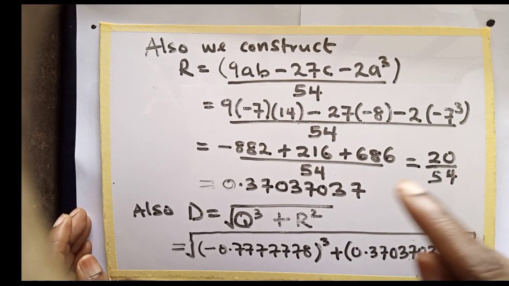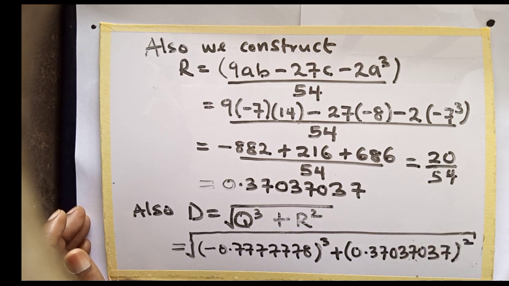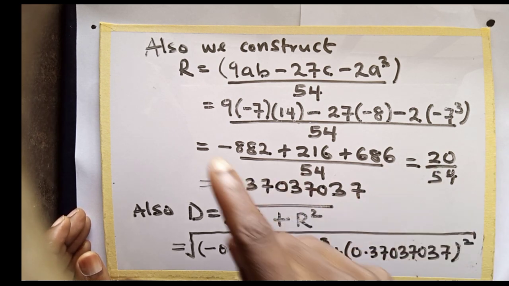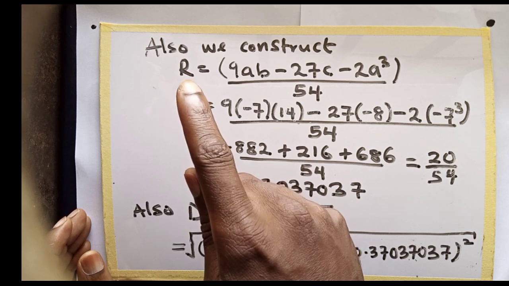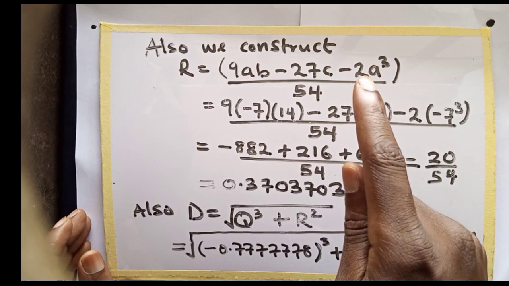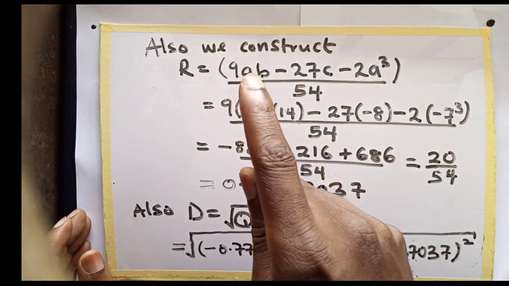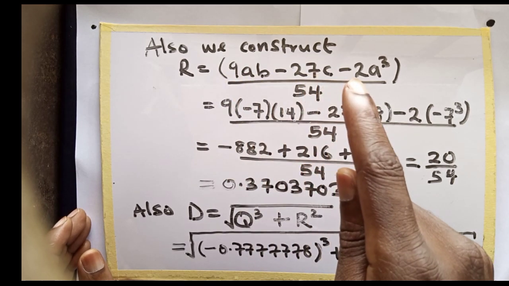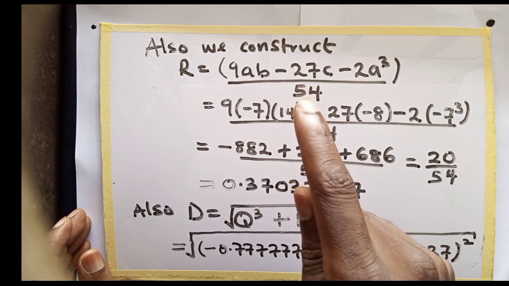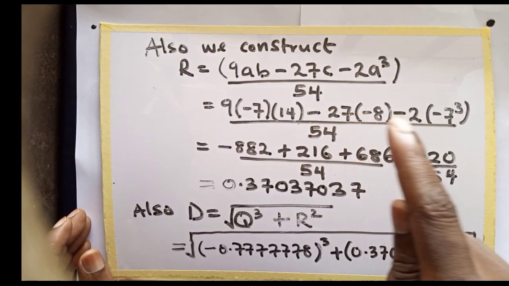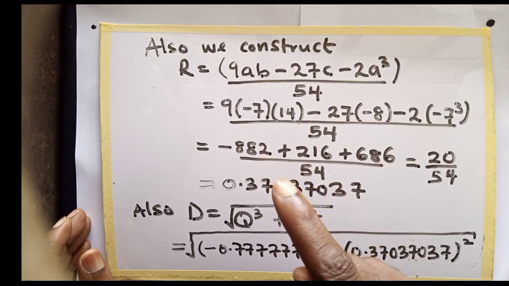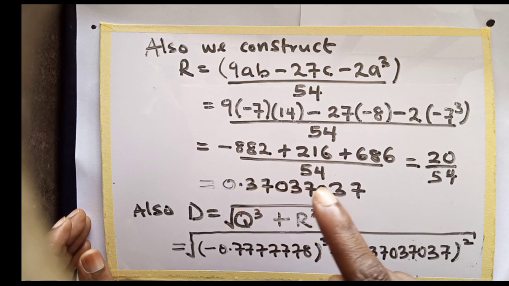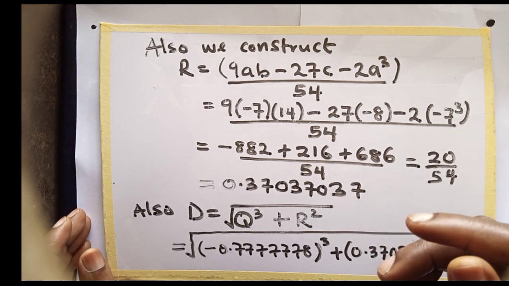After constructing q, the next thing is to construct r. For r, we use this formula, which makes use of 9ab minus 27c minus 2a cubed all over 54. When we insert all these values, we'll get up to this decimal. You can see we are leaving it up to 7 decimal places so that our result will be very accurate.